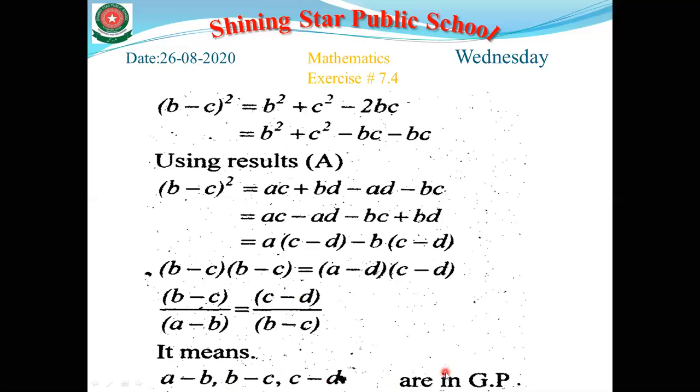Why? Because we know that whenever we have to find the ratio, let's suppose we have 2, 4, 8. So for finding the common ratio, we can write 4 over 2 equal to 8 over 4 equal to 16 over 8, and so on. That's why we write the common ratio.